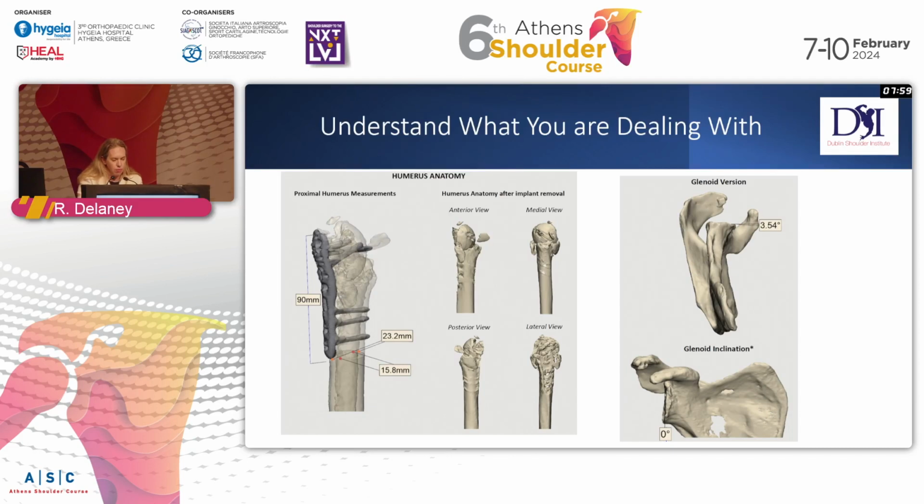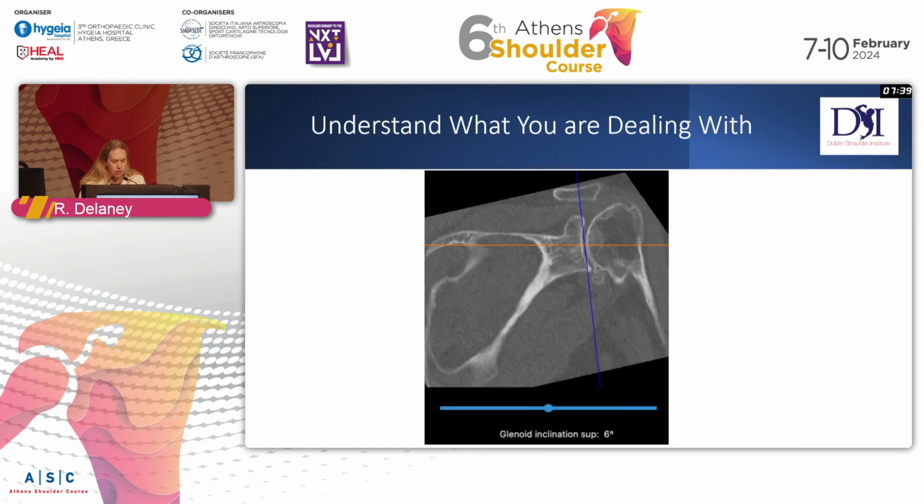And so some examples of understanding what you're dealing with using planning software: some of the more complex cases, revision situations. It's nice to be able to really look in depth at the case in detail before you have to deal with it in the operating room, figure out whether or not there's an issue on the glenoid side, when obviously the bigger challenge is on the humeral side in this particular case.